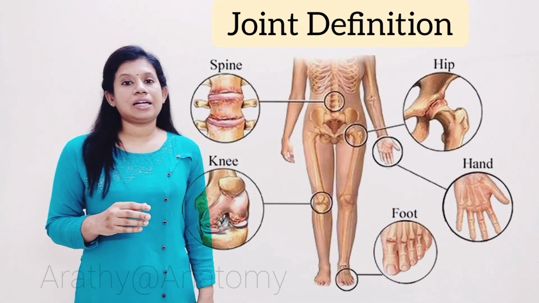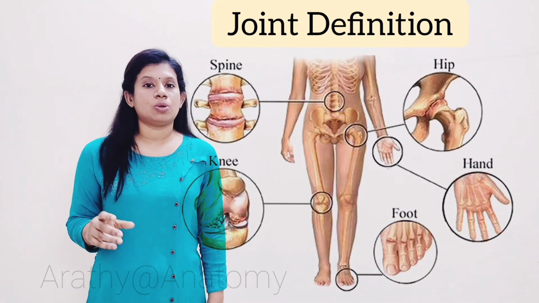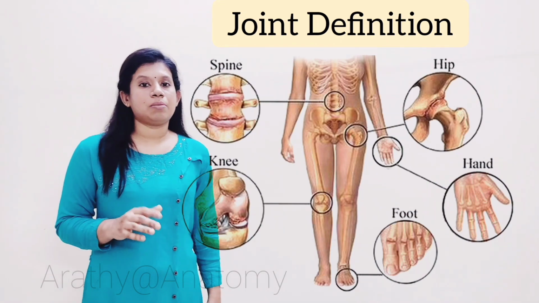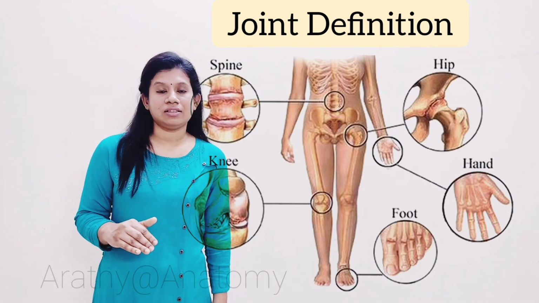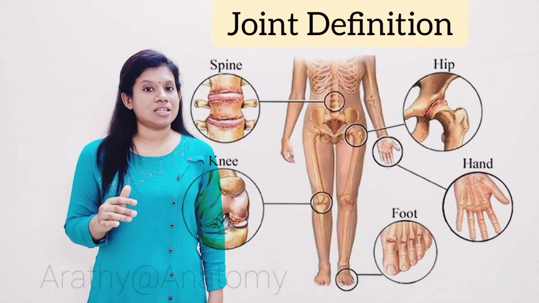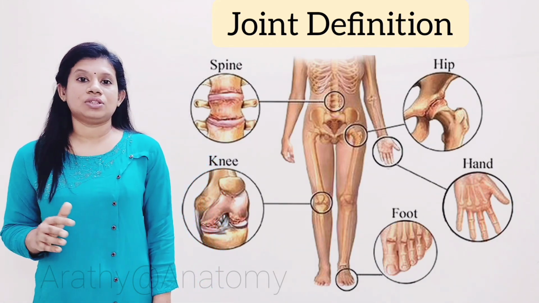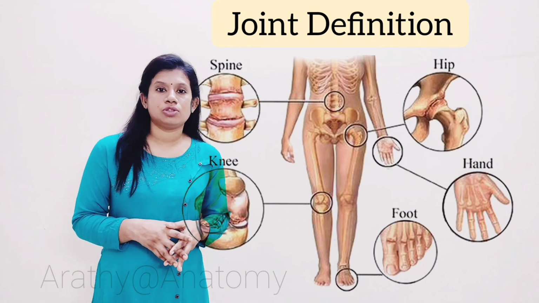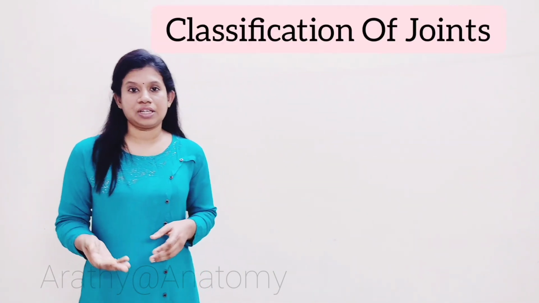If you see a primary cartilaginous joint of a long bone, it increases the length of the bone. A newborn baby is about 15 inches in length, and the length increases to 60 to 70 inches in an adult due to the growth of these joints. So that is the introduction about joints. Now moving on to the classification.